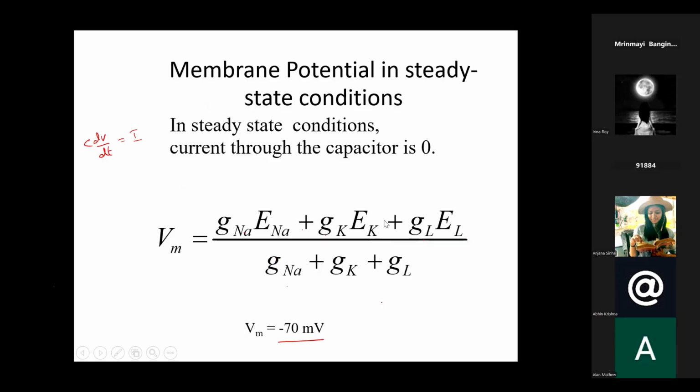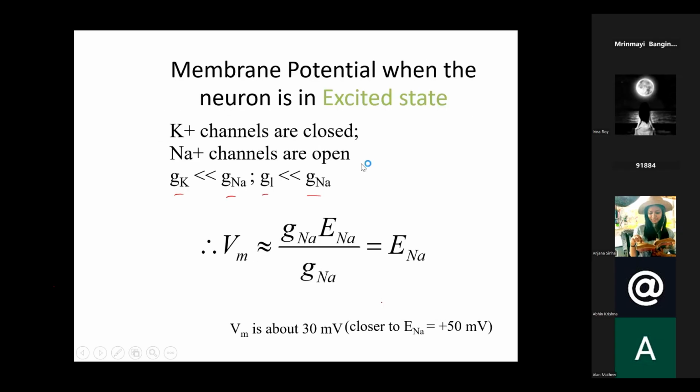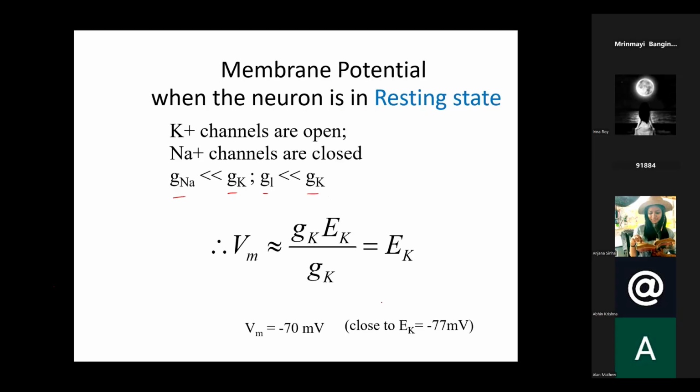Now in this formula, consider two cases. Under resting conditions, potassium channels are open and sodium channels are closed. Under the excited state, the opposite happens: potassium channels are closed and sodium channels are open. So if you insert that assumption into this formula, let's see what happens.